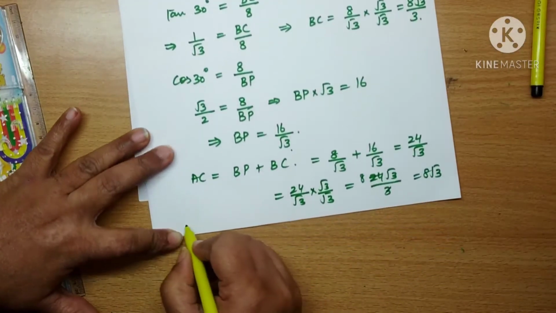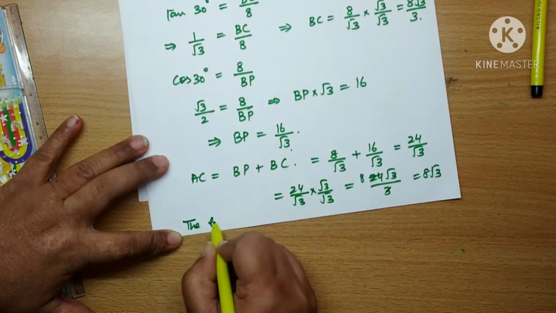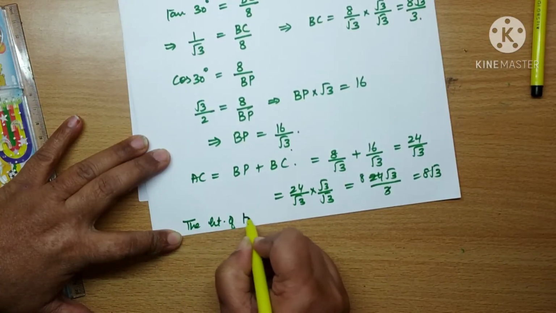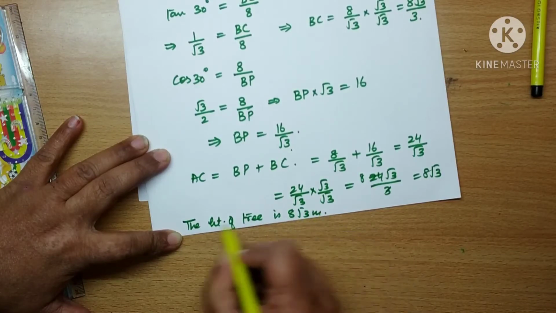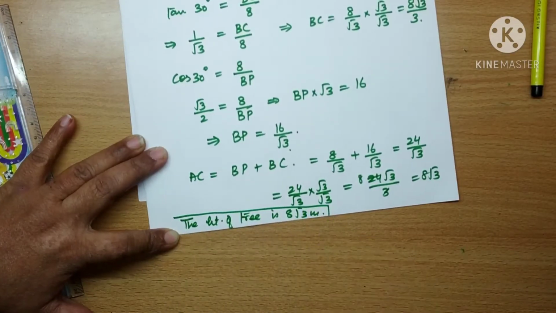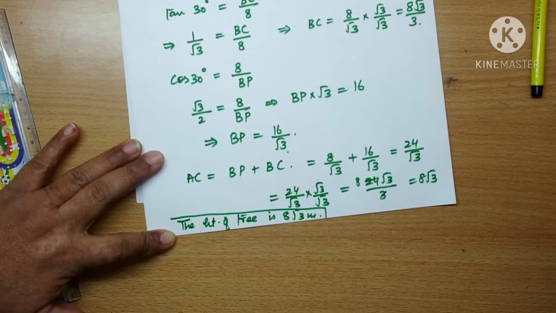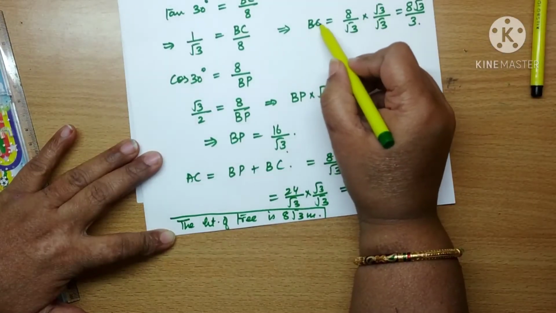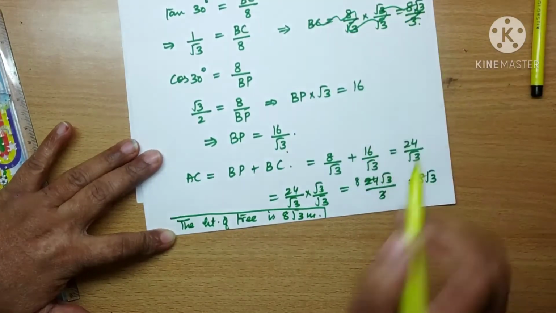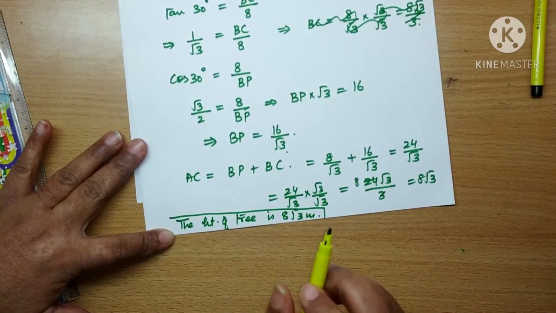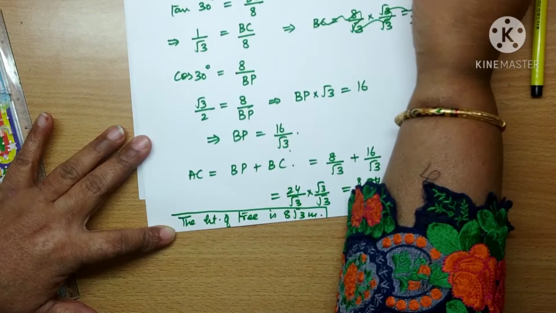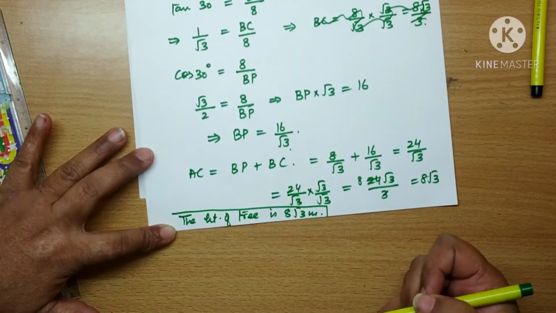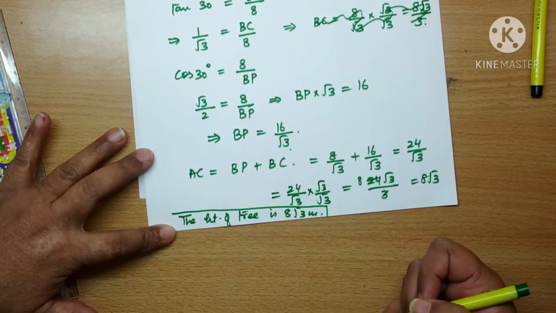So the height of the tree is 8 root 3 meters. If the value of root 3 is given, you substitute, otherwise you leave it in this form. So no need to rationalize here separately, because in the answer we do not leave our denominator irrational. So we had to calculate the total height of the tree, so we will rationalize towards the end, once only.